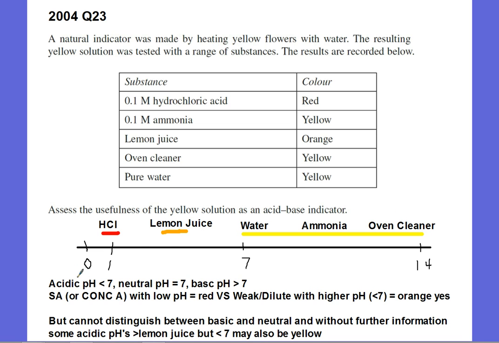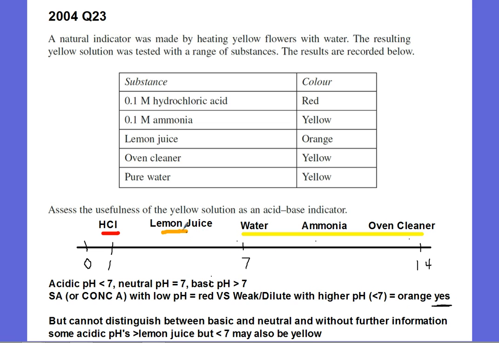To answer this question, you've got to note that acidic is pH less than 7, neutral is pH 7, basic is pH greater than 7. This indicator says for a strong acid or even a concentrated acid with low pH, it's going to be red. A weaker or dilute acid, with a high pH but still less than 7, is going to be orange. So yes, it is pretty good to distinguish between different acids, but because the water and the two bases were yellow, it can't distinguish between basic and neutral solutions.